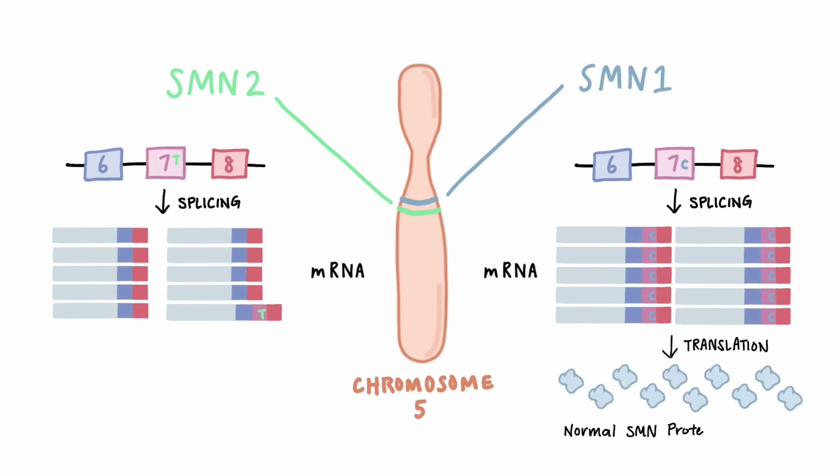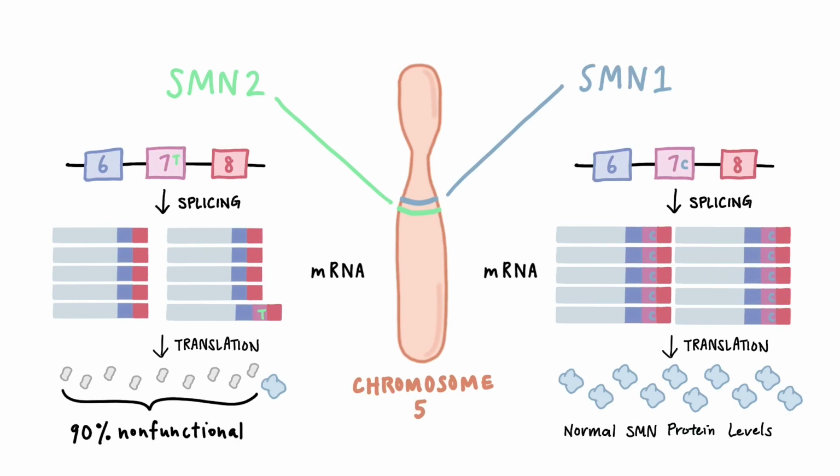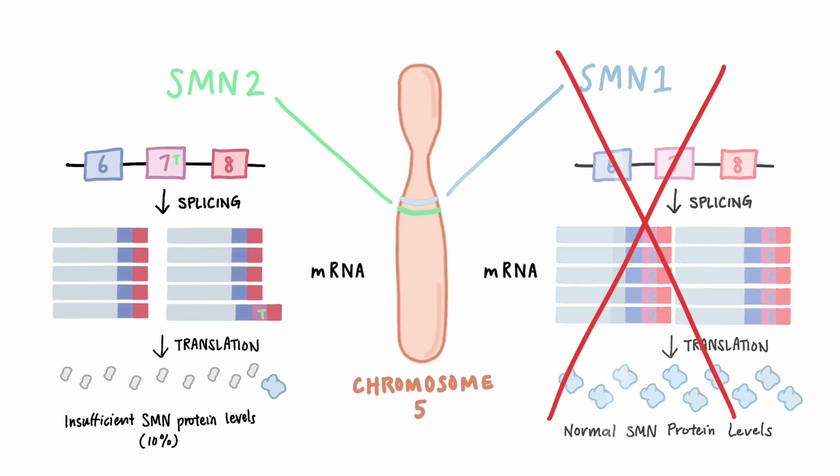When translation occurs, instead of making 100% functional, full-length SMN protein, the SMN2 gene produces a truncated, non-functional protein about 90% of the time. Therefore, only 10% of SMN2-derived protein is functional, which is too low to sustain the body alone. Nevertheless, the little amount of SMN protein that is produced is beneficial in SMA patients who have non-functional SMN1 genes.